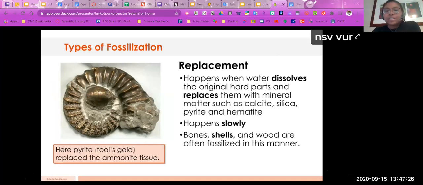But it does replace the tissue of the actual organisms with these different minerals, so it would completely end up changing it. It does take a long time for it to happen. It does not happen overnight. It's a real slow process, and usually this is what happens to a lot of the bones and a lot of the shells. Wood goes in here too, so petrification goes in here to make that happen.